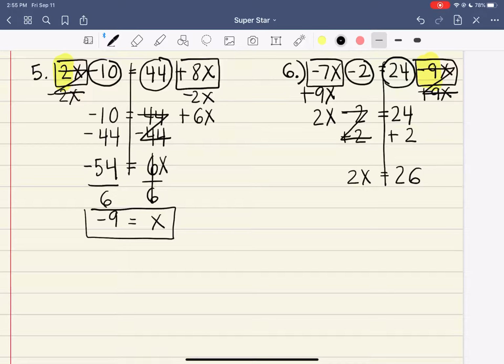And our last step, since our coefficient is something other than 1, our coefficient right now is 2. We're going to divide both sides by our coefficient. This will become 1, and we will have x equals 13.